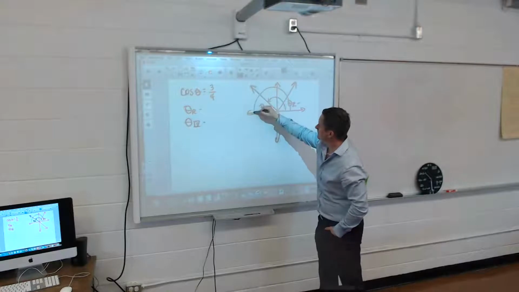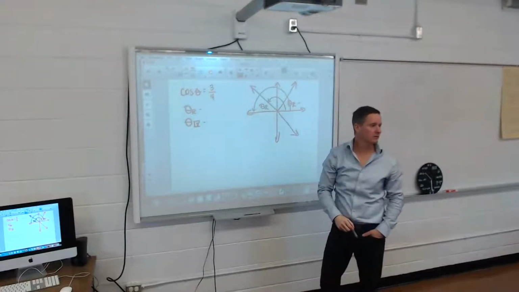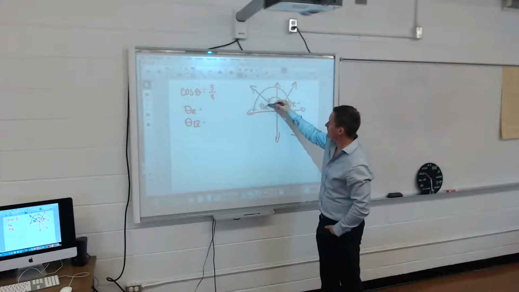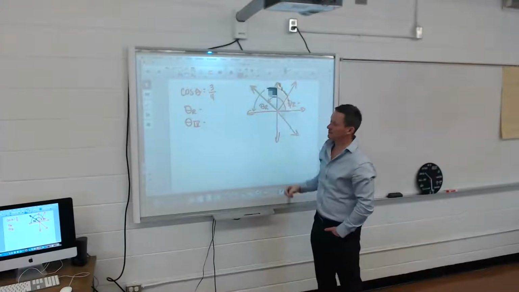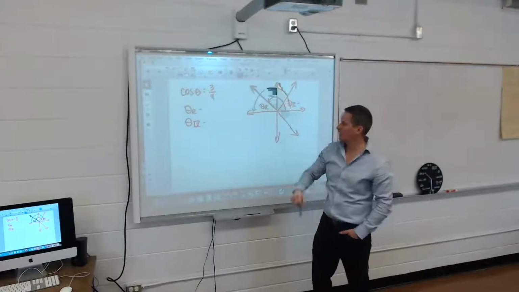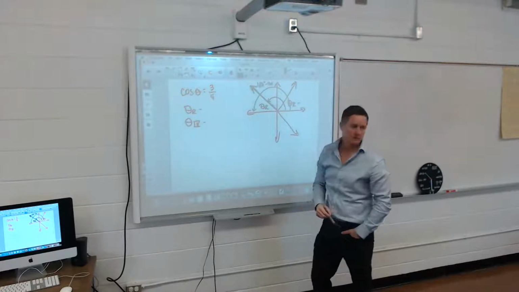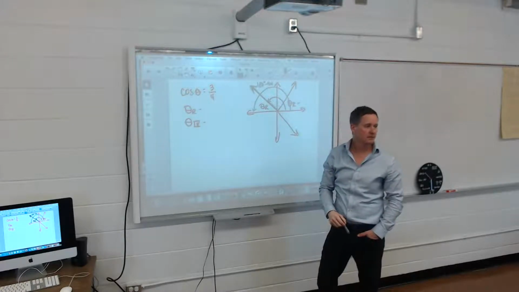From here to there is how much? 180. It's 180. So then what am I subtracting off of 180 to get to here? My reference angle. So up here, it's 180 degrees, subtract my reference angle. And then, what if it's positive? Are you always subtracting your reference angle?